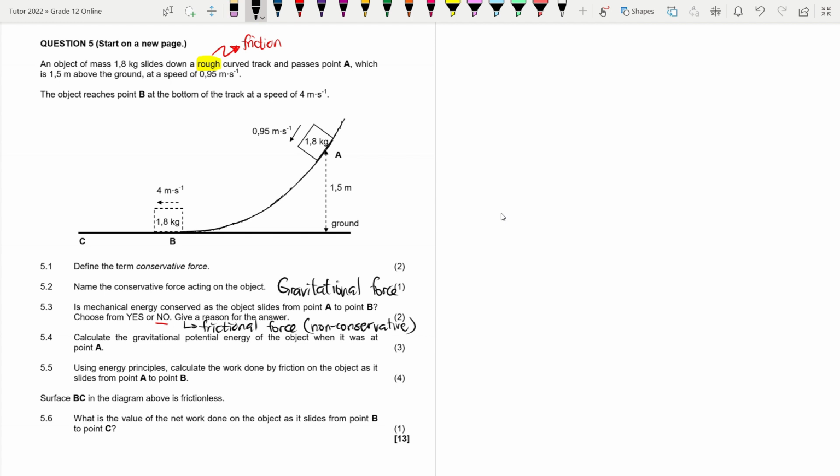I was asking, if there's friction, does that mean that the system is no longer an isolated system? Yeah, that's true. When there's friction, there are external forces, which means it's no longer an isolated system. That's also true. Make sure you speak, because I might be going fast, thinking that maybe we are on the same track and maybe we are not. So if you have a question, don't hesitate to stop me. 5.4, calculate the gravitational potential energy of the object when it was at point A.